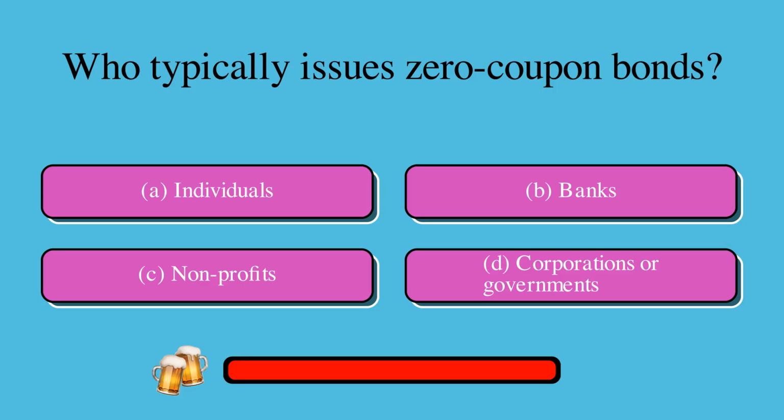Who typically issues zero coupon bonds? Is it A, individuals, B, banks, C, nonprofits, or D, corporations or governments?